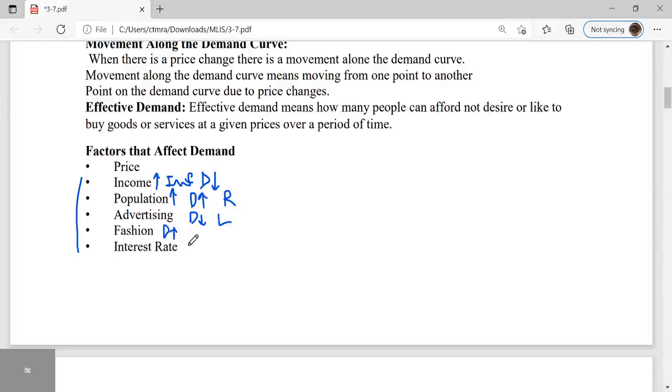Next, interest rate. Interest rate is the cost of borrowing money. We already did an example based on that. Think about the government encouraging people to spend more. At that time, what may the government do? Reduce or increase the interest rate? Yes, the government will reduce the interest rate. Then the cost of borrowing money will fall, people will borrow more and buy more, so the demand will increase. That means there will be a rightward shift.